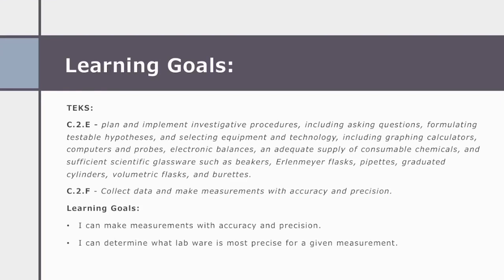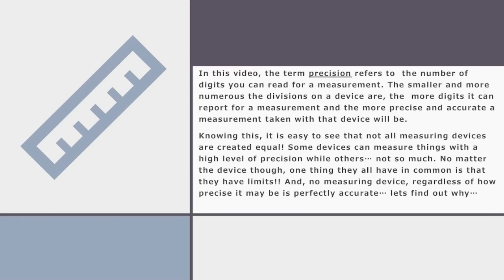Your learning goals are to be able to make measurements with accuracy and precision, and to be able to determine what labware is most precise for a given measurement. In this video, the term precision refers to the number of digits that you can read for a measurement. The smaller and more numerous the divisions on a device are, the more digits it can report for a measurement, and the more precise and accurate a measurement taken with that device will be.